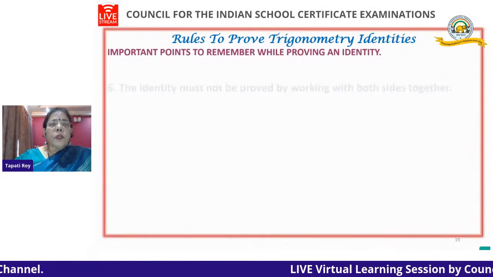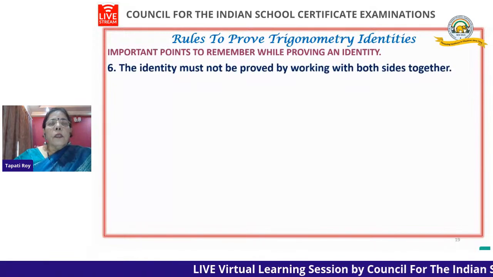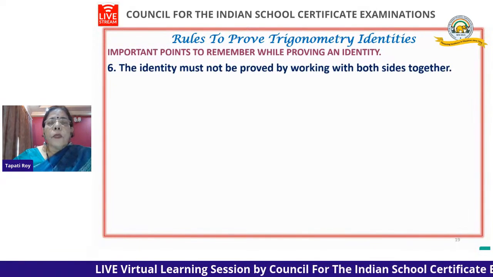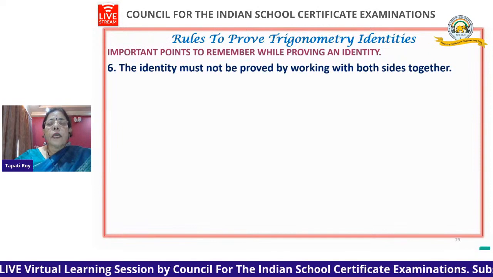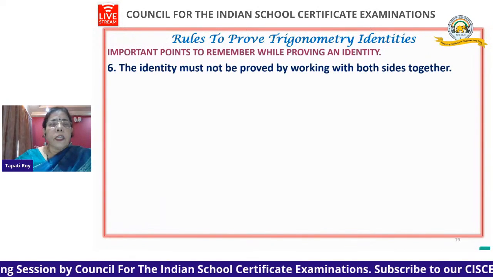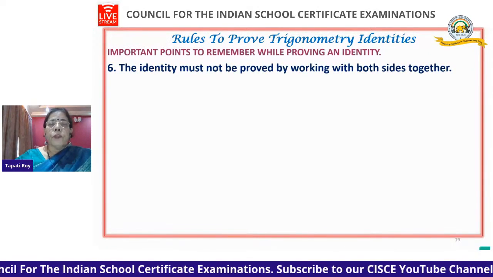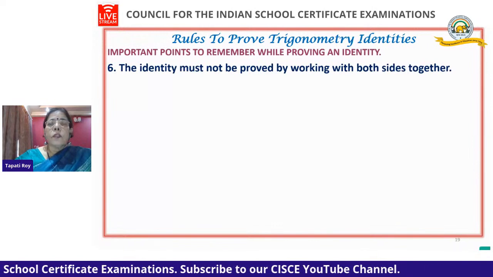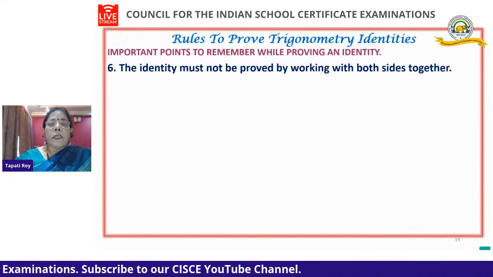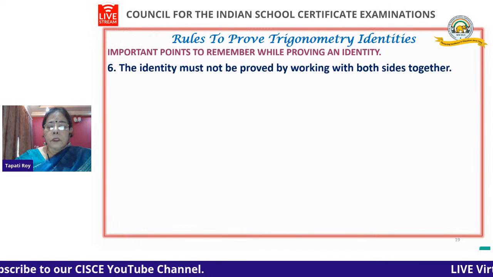What was our next point? Point 6. The identity must not be proved by working with both sides together. So we have not done any sum like that, but we have proved the identities. So do not work with both sides together. Please remember this point also.